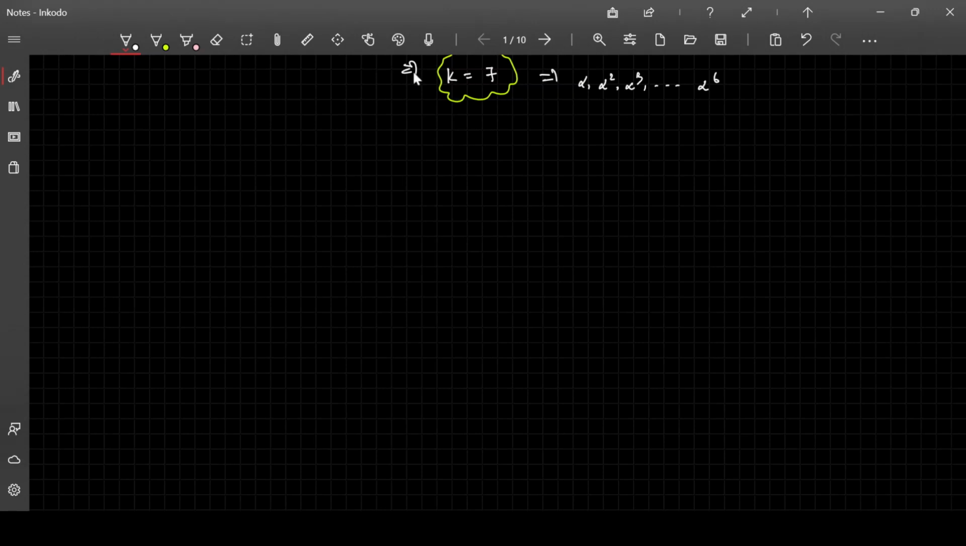And what is the required expression? That is the real part of alpha plus alpha power 6, plus the real part of alpha square plus alpha power 5, plus the real part of alpha cube plus alpha power 4. This is the part that we are required to find, isn't it? And now, how do we do it? Let us first write the value of alpha.